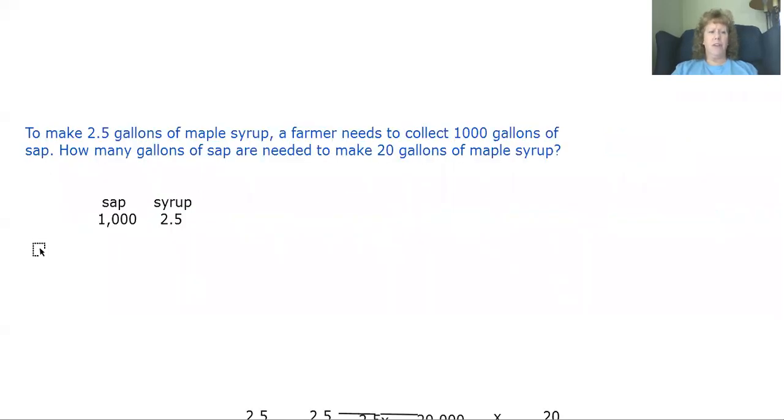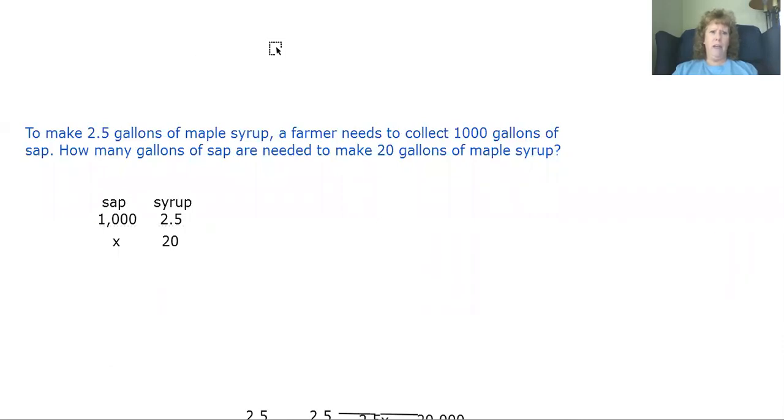So our first question was, to make 2.5 gallons of maple syrup, a farmer needs to collect 1,000 gallons of sap. So I've written that ratio here, 1,000 gallons of sap to 2.5 gallons of syrup. How many gallons of sap are needed to make 20 gallons of syrup? So X amount of sap would be equal to 20 gallons of syrup.